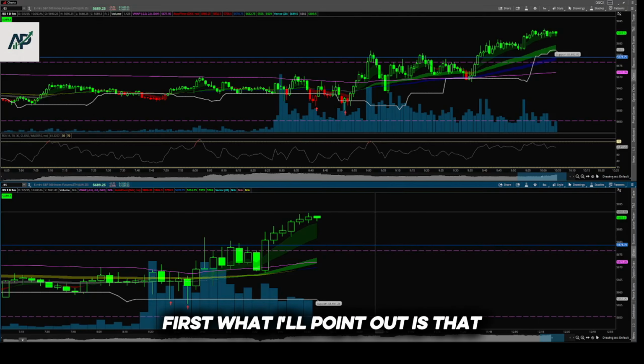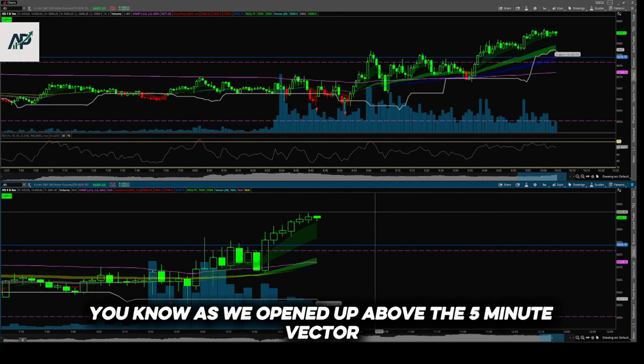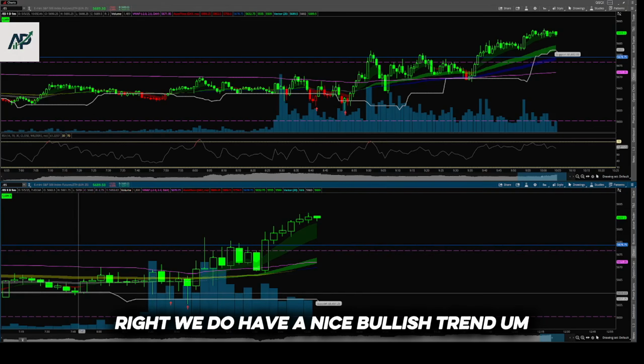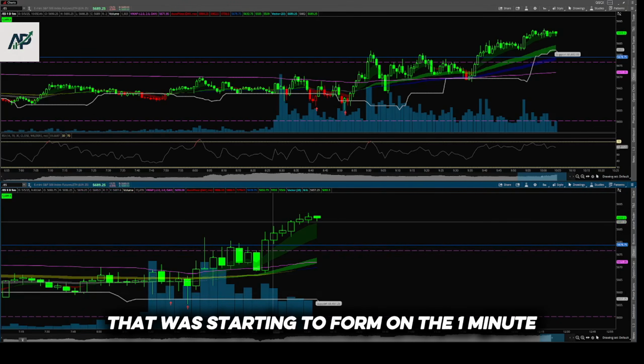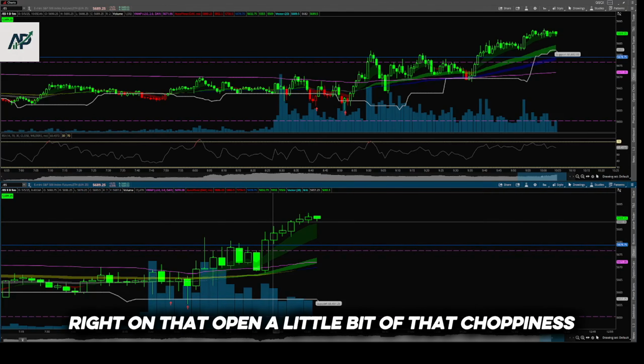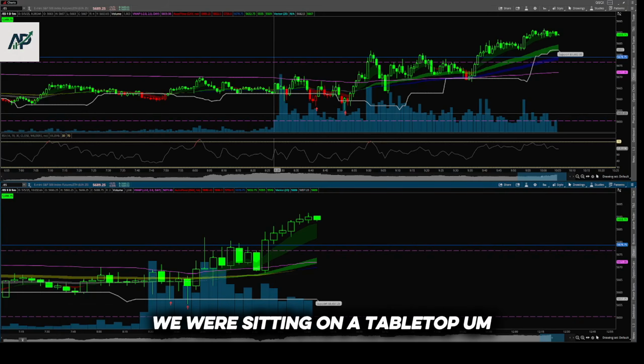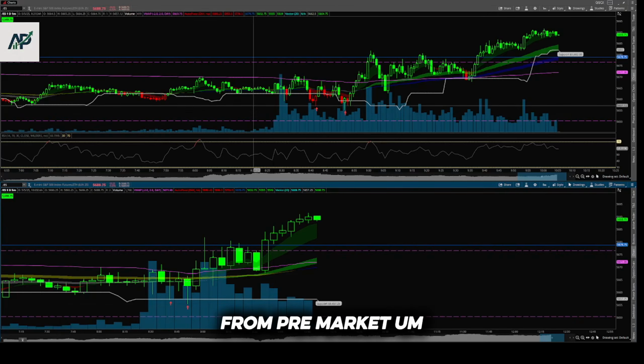First, what I'll point out is that, as we opened up above the 5-minute vector, we do have a nice bullish trend that was starting to form on the 1 minute, on that open, with a little bit of that choppiness. We were sitting on a tabletop from pre-market.